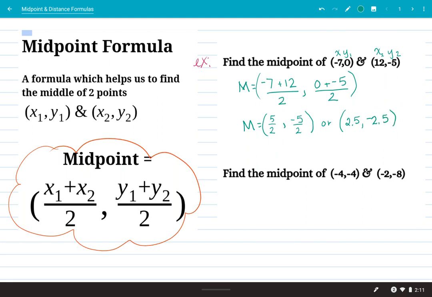Okay, same thing with the next one. First thing, label. And you're going to see that we do like labeling. It makes everything a lot easier. M just means midpoint. Take your first x, add it to your second x, divide by 2, and then do the same with your y's.